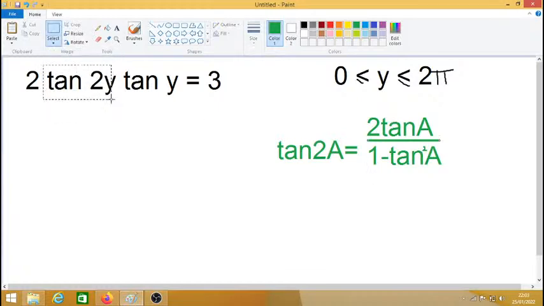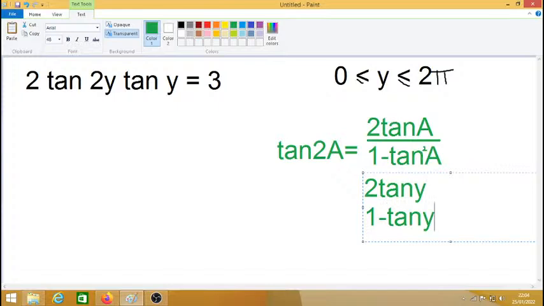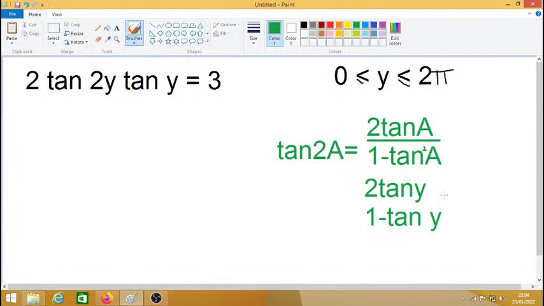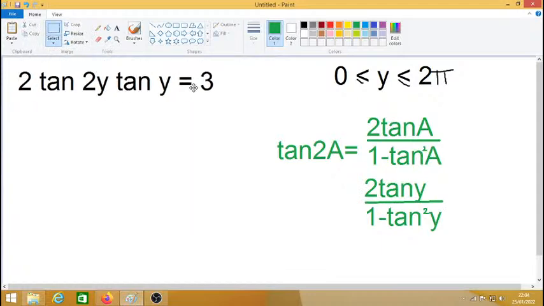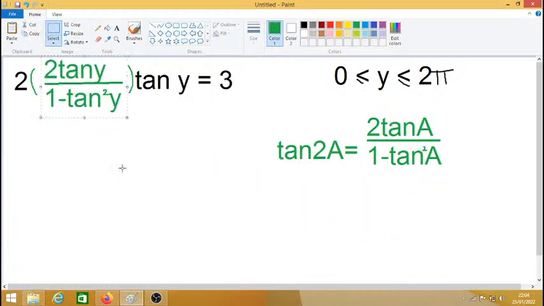What we can say is that wherever we see tan 2y, we can replace it with something like this. So with the y in there, it would be 2 tan y over 1 minus tan squared y. So how are we going to replace that? We are going to just make a bit of space first, and we're going to put brackets around the tan 2y. And then we're going to do the swap. So all of this can replace the tan 2y. And now we just want to expand it out and simplify.